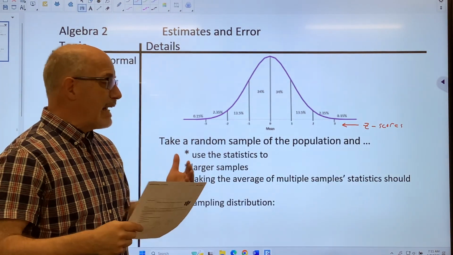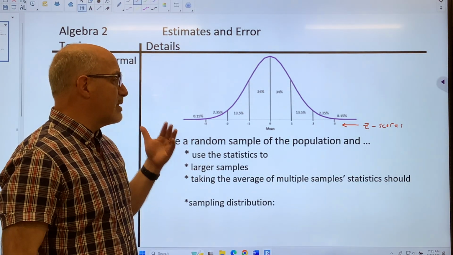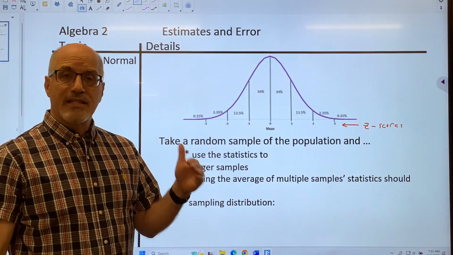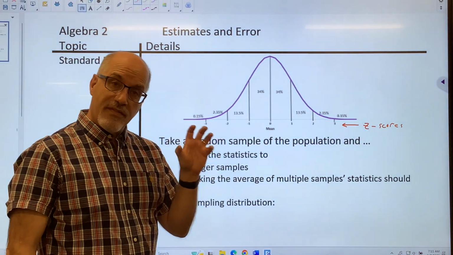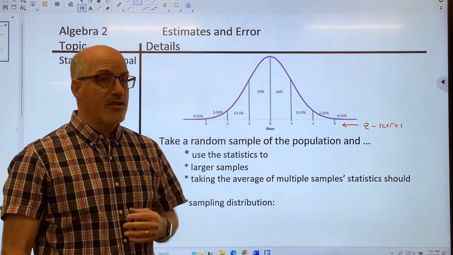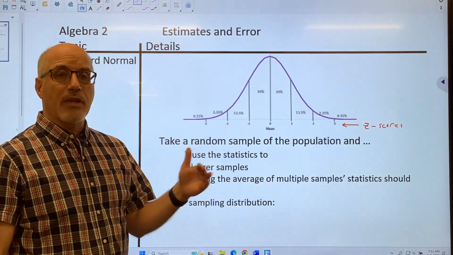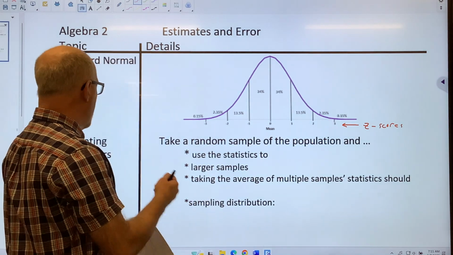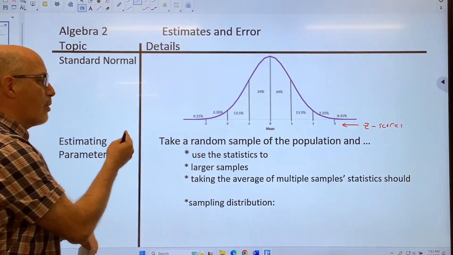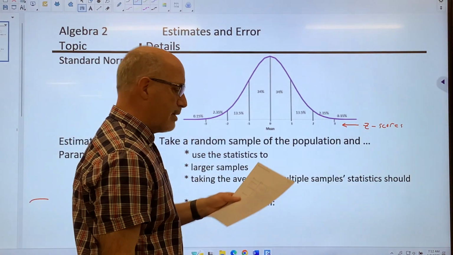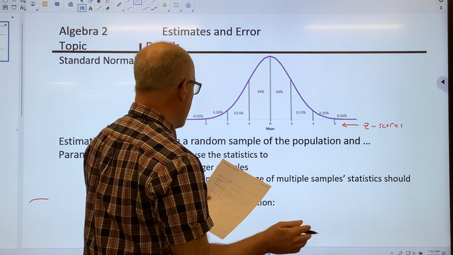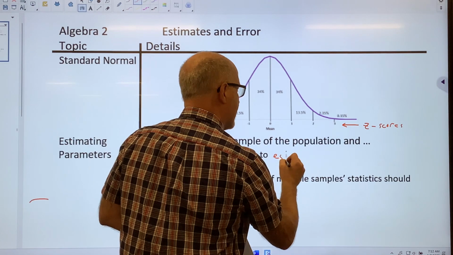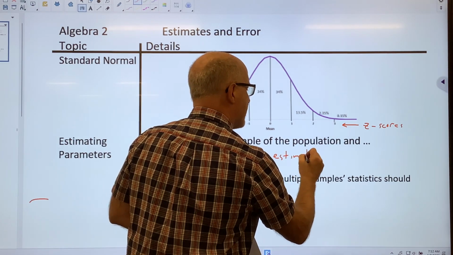Now, as we gather data, what we want to do is estimate what the parameters are using samples. Instead of gathering all the data and finding the parameters, which can be difficult to do, we want to do sampling and then find estimates of those parameters. So to estimate a parameter, we want to take a random sample of the population and first of all, use the statistics to estimate a parameter of the population.